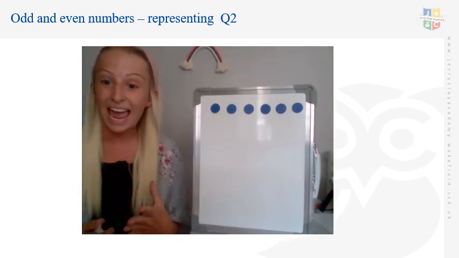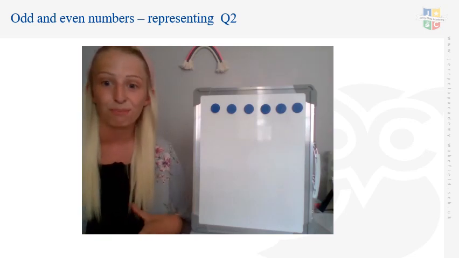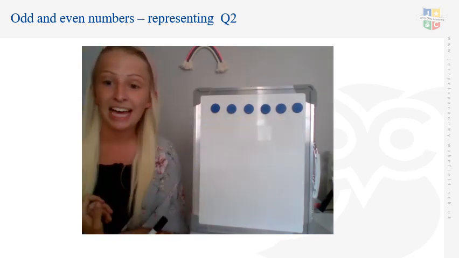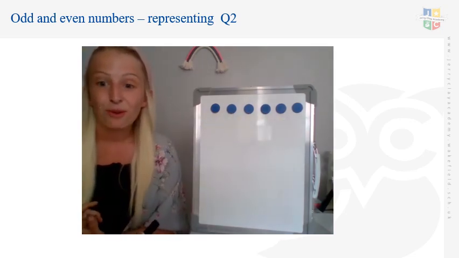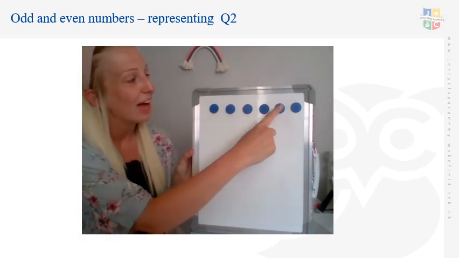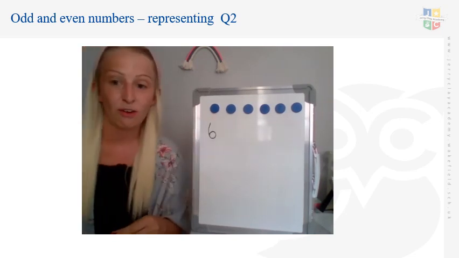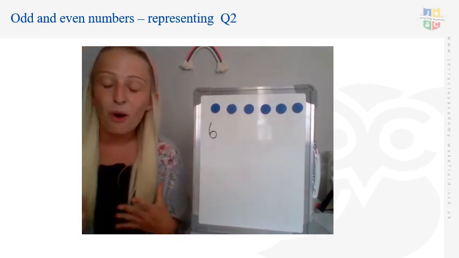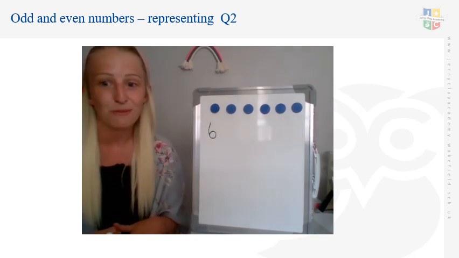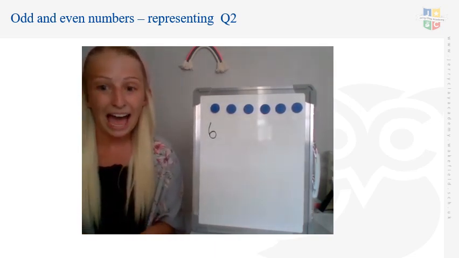So I have made any number using my resources, so you can do this too and make any number by laying them out in a line and seeing what number you have made. So I have made 1, 2, 3, 4, 5, 6. So I need to see if number 6 is odd or even. Now, even if you already know if it's an odd or even number, which I'm sure you do, it's really important that we show how we know.